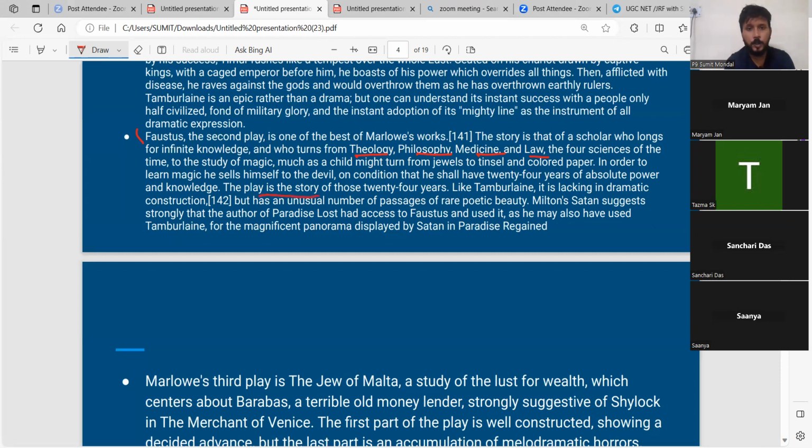The play is a story of those 24 years of Faust's life, and somehow you can find the break from Aristotelian dramaturgy, where Aristotle tried to focus on the unity of time. That means the entire play, the real life event, has to be within 24 hours, whereas Marlowe is actually showing 24 years. That is the break from Aristotelian dramaturgy. Very important. What did Aristotle write? Aristotle wrote his dramaturgical idea in a book called Poetics.